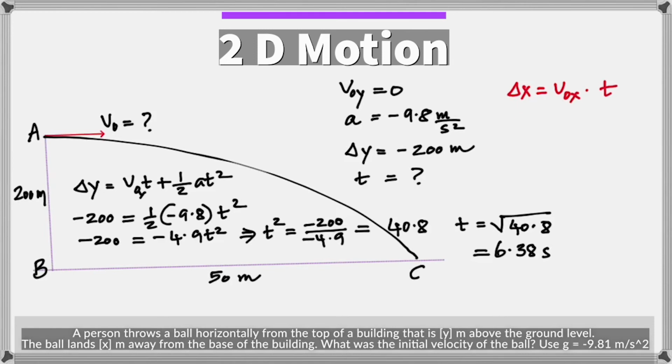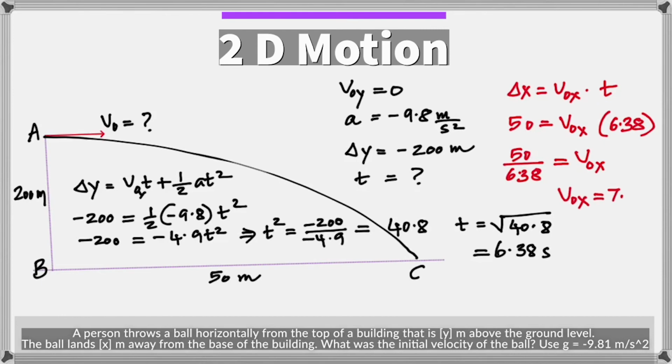So delta x is VOX multiplied by time. Now this is the same VO that I've called VOX here, so don't be confused on that. So 50 meters is what it moved on the x-axis, and that should be the velocity times 6.38. So we get the velocity as 50 divided by 6.38, which gives us 7.83 meters per second. That's how you do it.